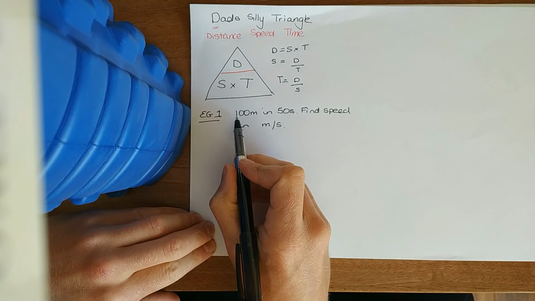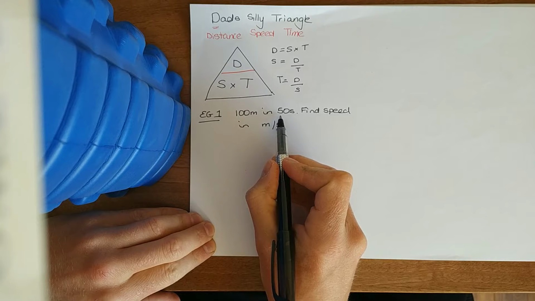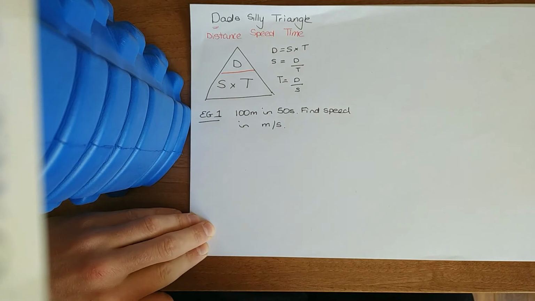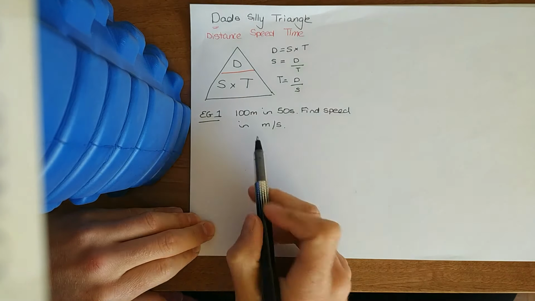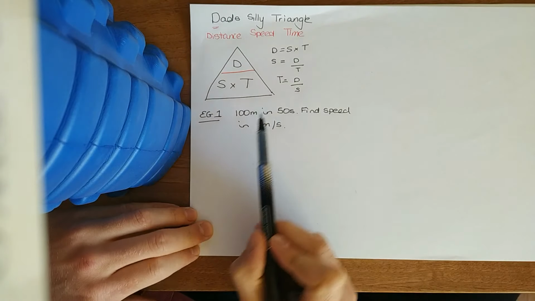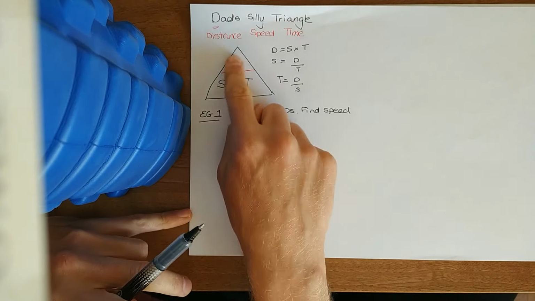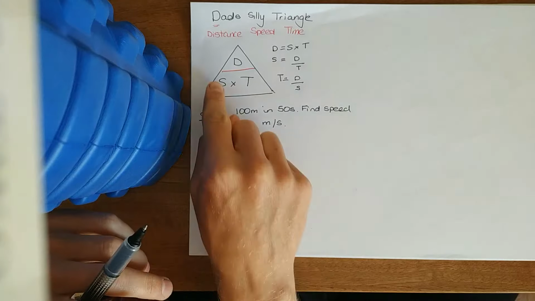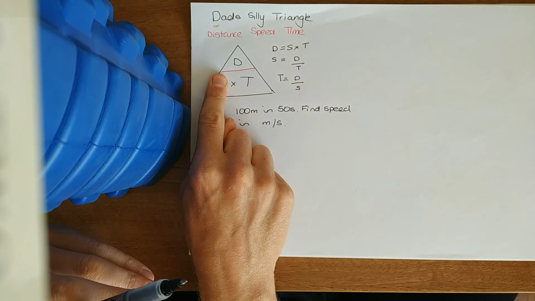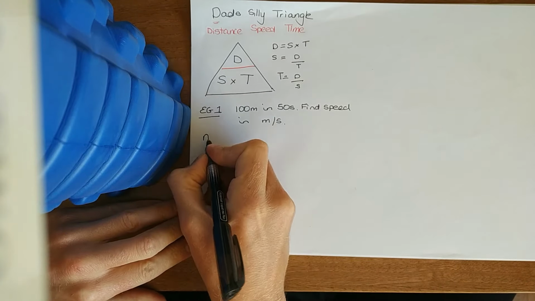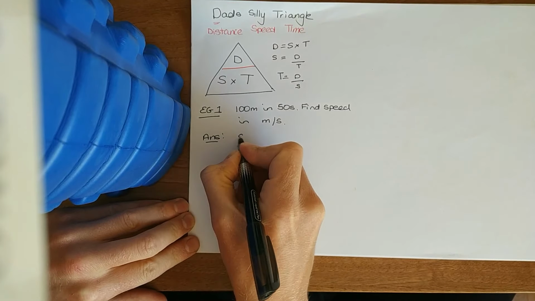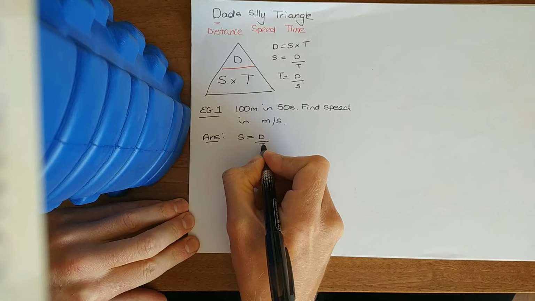So I'll do this first example. Say a car travels 100 meters in 50 seconds. Calculate the speed of the car. Now this car is not motoring. You could do that yourself, no bother. So find the speed. Which of these letters stands for speed? It's S. So cover up the S and you're left with D over T. So speed is equal to distance over time.